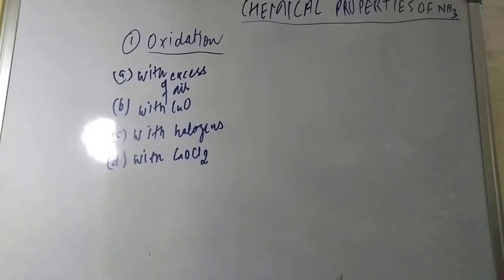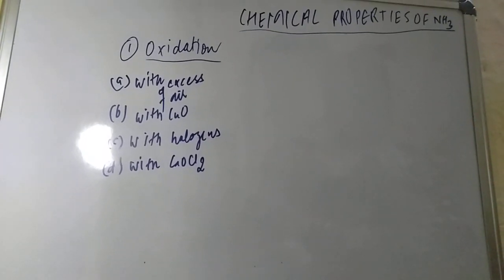Let us see what the chemical properties are and how to write the balanced chemical equations for them. So, the first property I have selected is oxidation.